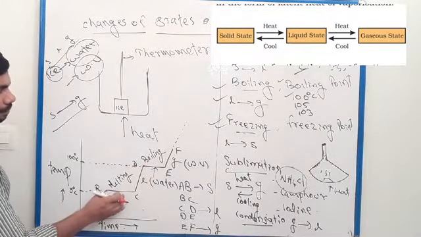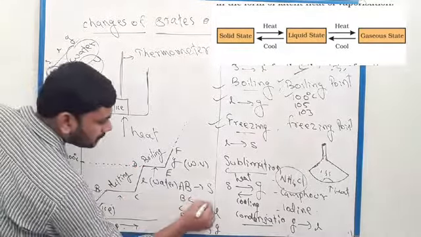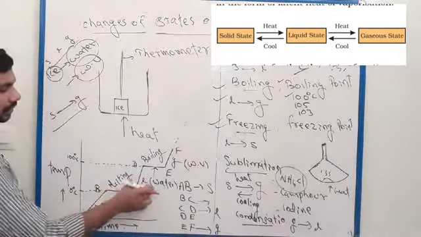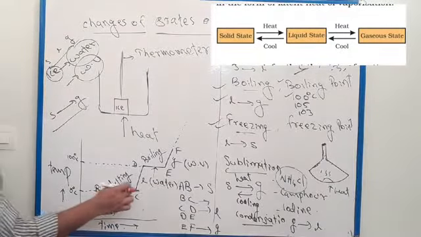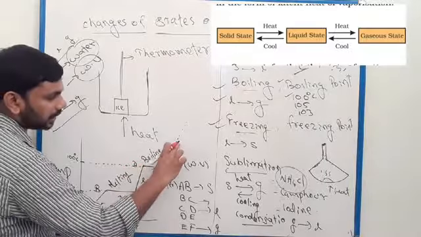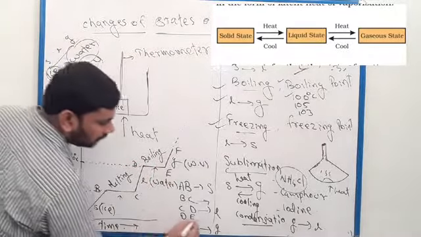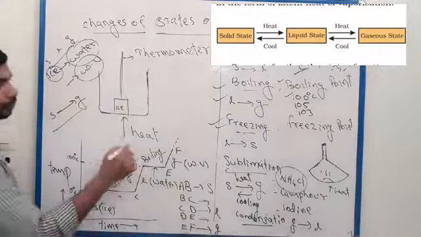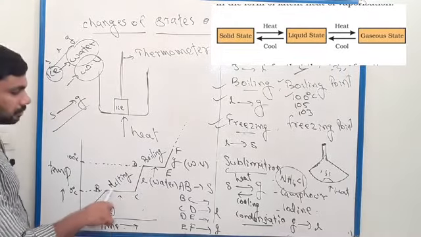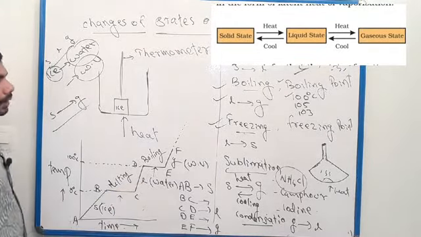Also look here, here it is solid state, here it is liquid state. So we can say this part BC is melting. Solid changing to liquid state is melting. Similarly here it is liquid state, here it is gaseous state. So here DE is boiling. Clear? So this is melting and this is boiling.